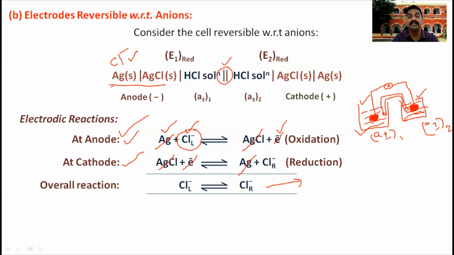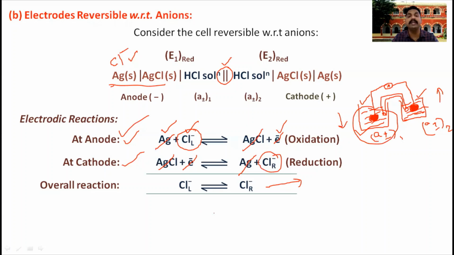Here if we see the left hand side, silver reacts with chloride ion and forms silver chloride. That is why the concentration of chloride ions on the left hand side decreases, whereas when we come to the right hand side, silver chloride is being reduced to form silver and chloride ions. So these chloride ions increase the concentration of chloride ions on the right hand side. Thus the overall picture looks like the chloride ions are moving from the left hand side to the right hand side.